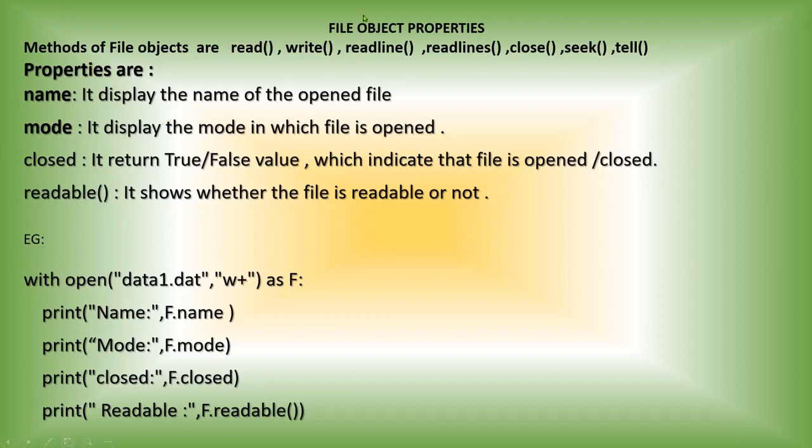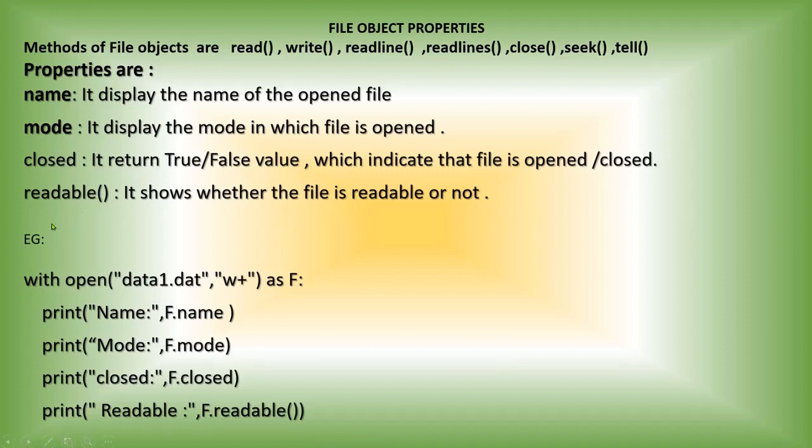And the next one is closed. Closed means it will check whether the file is closed or not. You will get a true or false value. If the file is closed, then you will get a true value as the output. If the file is not closed, then you will get a false value as the output.